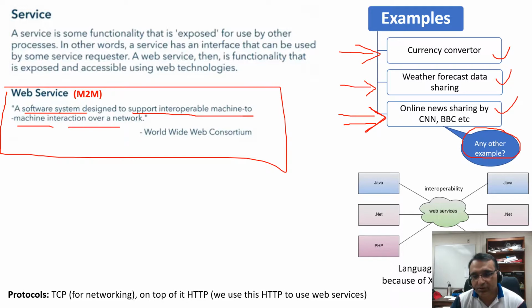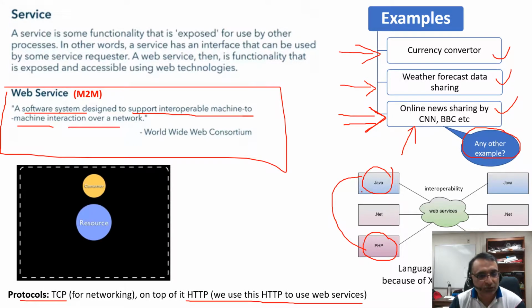Also, it is possible that services are language independent, and they usually are. For example, you are getting data from CNN, and that service is written in Java, but your calling program is written in PHP, so no problem. These two can communicate with each other. The protocols that we use are TCP and HTTP, normal protocols.